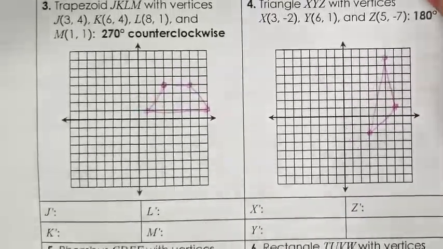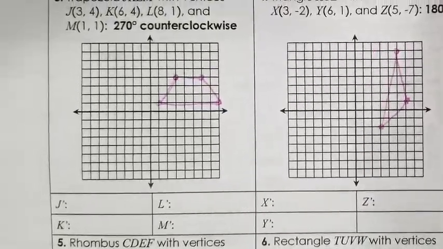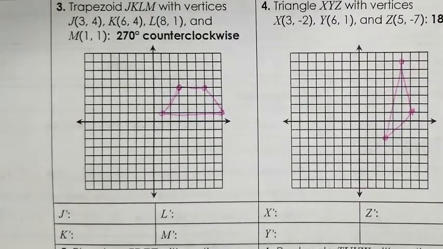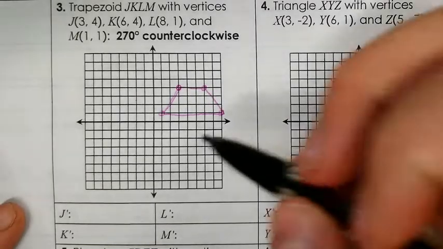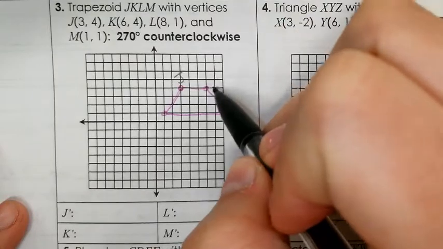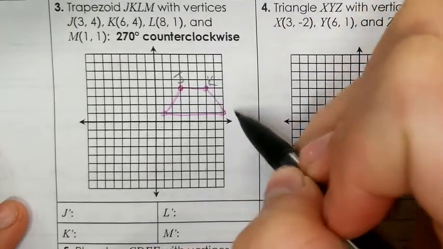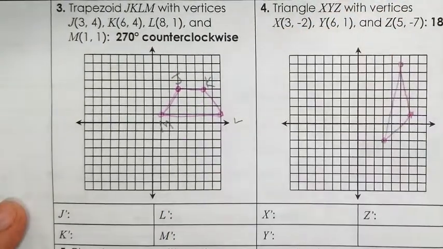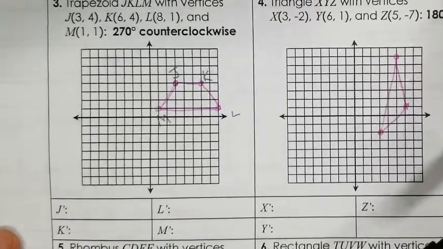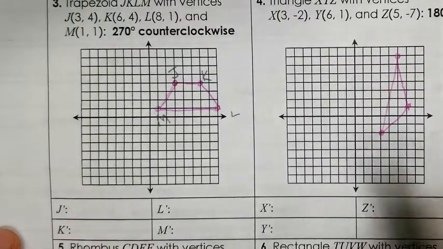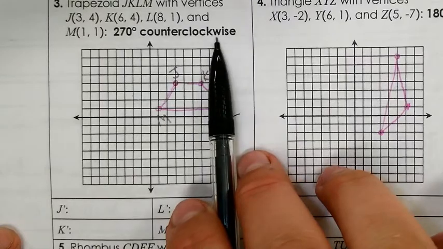I'm going to do one more with you, and I'm sure you'll be okay to continue on. So let's graph this trapezoid. Again, make sure you plot your points. So we are rotating this trapezoid 270 degrees counterclockwise.